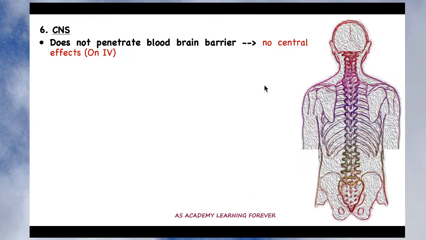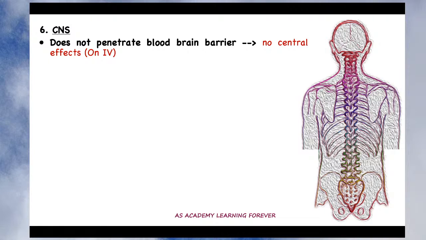Let's see what is the effect of histamine on the central nervous system, that is CNS. Remember that in order to produce action on the central nervous system, a drug must penetrate the blood-brain barrier. If any drug or biological molecule penetrates the blood-brain barrier, then only does it have the ability to produce action on the CNS, isn't it? Otherwise, it won't produce action on the central nervous system unless you directly give an injection into the CNS.